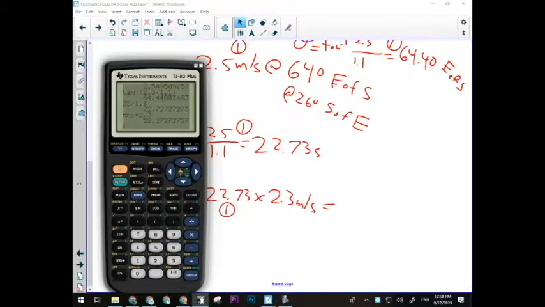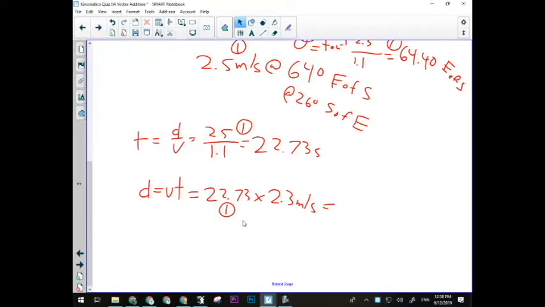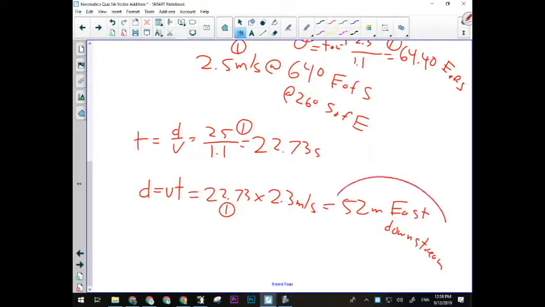All right, so they're going to end up, we only have two significant figures here, they're going to end up 52 meters. I'll accept east or downstream. Okay, so that'll be the third mark for our feet. Questions on that one?